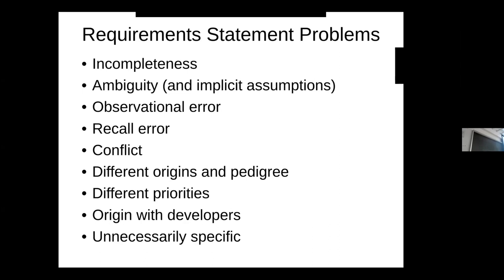I say different origins and category. What I mean by that is some can be the result of a casual thought: oh, wouldn't it be cool if we could do that? And some are like, this really needs to do that. It's core to a problem. A must-have versus the next step, right? Different priorities. When I say origin with developers, what do I mean by that?